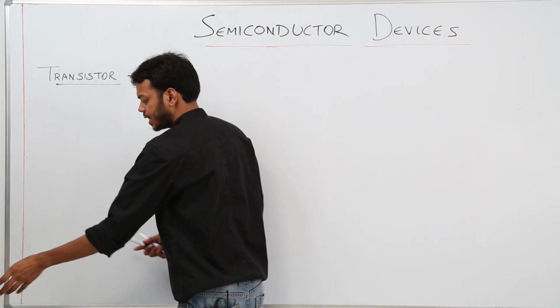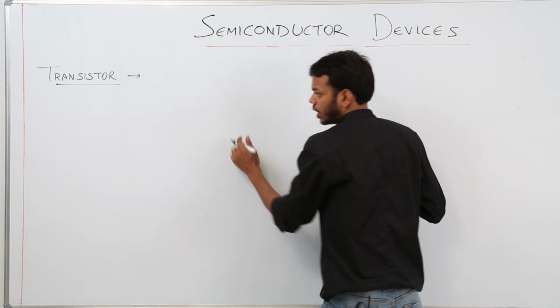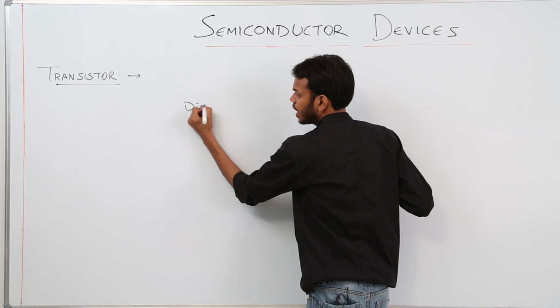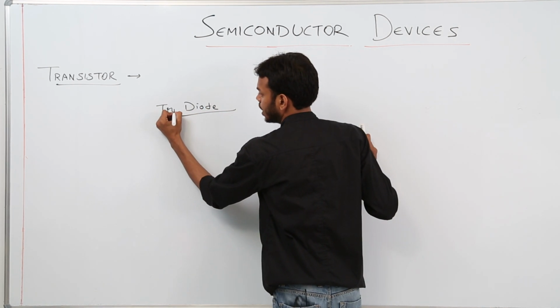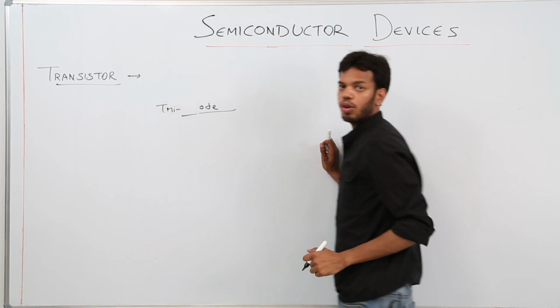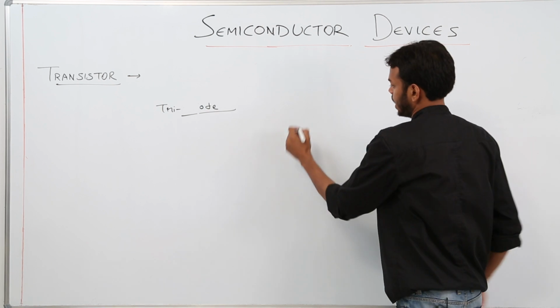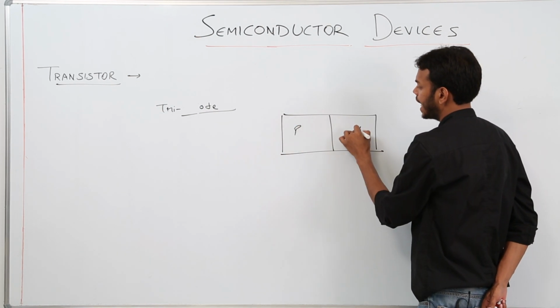See, a transistor is actually a triode. Till date we have done the diode. Now this transistor is actually a triode. So what exactly is a triode? See, a PN junction diode consists of a P region and an N region.